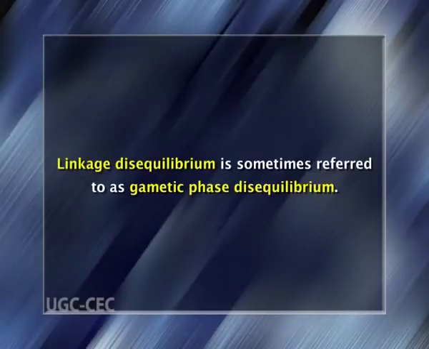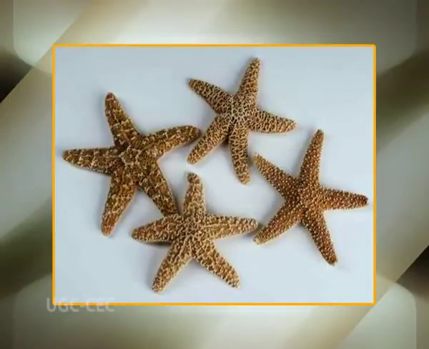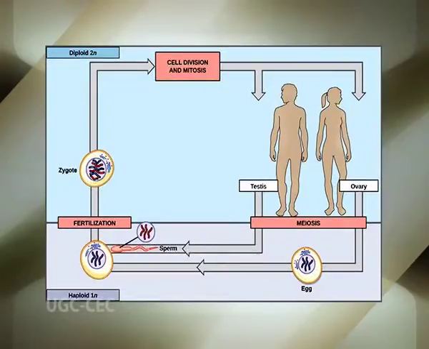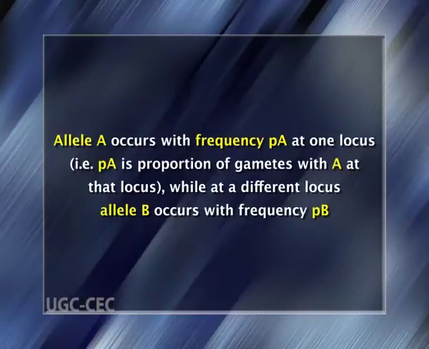Furthermore, linkage disequilibrium is sometimes referred to as gamete phase disequilibrium. However, the concept also applies to asexual organisms and therefore does not depend on the presence of gametes. Suppose that among the gametes that are formed in a sexually reproducing population, allele A occurs with frequency Pa at one locus, that is Pa is the proportion of gametes with A at that locus, while at the different locus allele B occurs with frequency Pb.